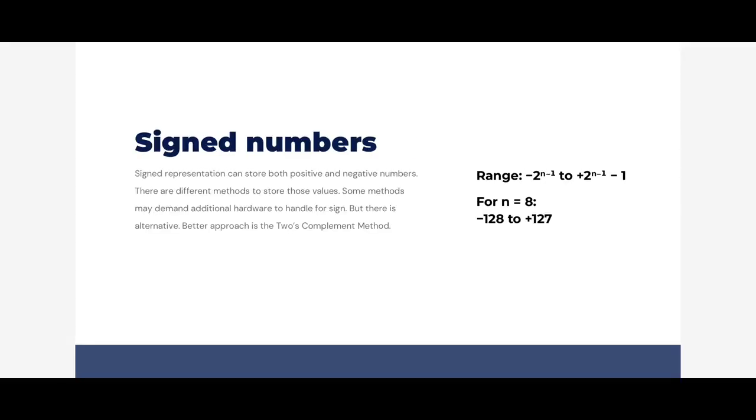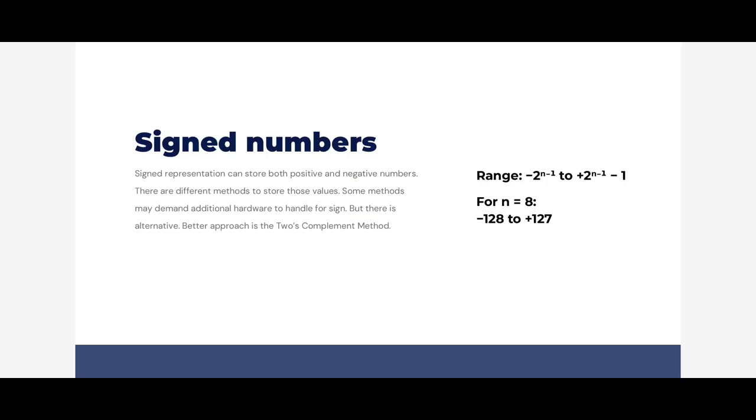To represent both positive and negative numbers, we use a representation called signed representation. For n bits, the range begins from negative 2 to the power of n minus 1 to positive 2 to the power of n minus 1, minus 1. In the example, I have shown that for n equals 8, we can store numbers from negative 128 to positive 127, which includes 0.